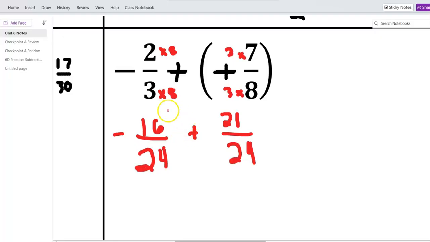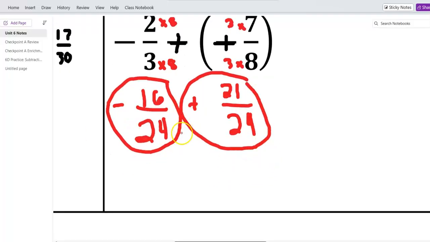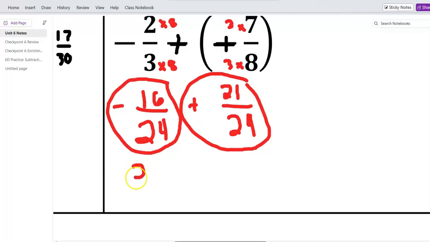And now we can go ahead and circle the number and the sign in front of it because we are ready to do our adding or subtracting. And we can see these have different signs. So we would actually need to subtract these. So 21 over 24 minus the 16 over 24 because they have different signs.